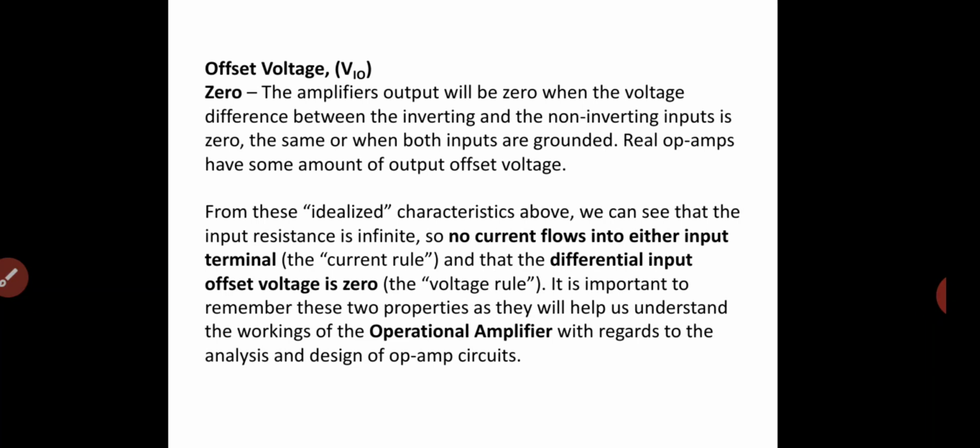From these idealized characteristics above, we can see that the input resistance is infinite and no current flows into either input terminal, and that the differential input offset voltage is also zero. It is important to remember these two properties as they will help us understand the working of operational amplifiers. Input resistance is infinite and offset voltage is zero. These two properties.